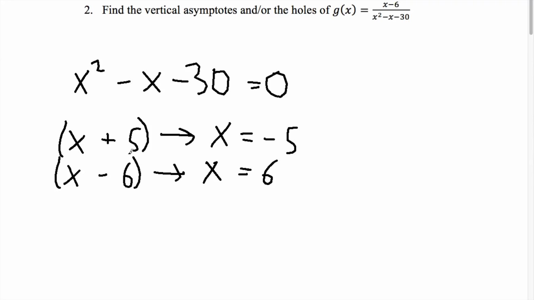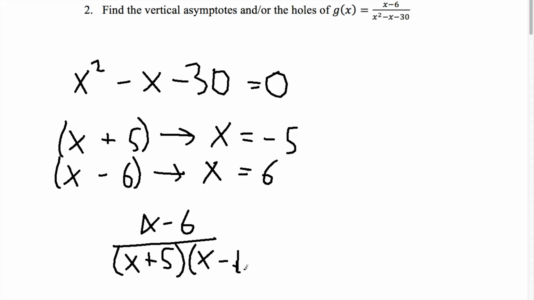So to check for holes, we put the factored version of the original denominator back into the problem. So then we have x minus 6 over x plus 5 times x minus 6. And as you can see, the top and the bottom are going to cancel. And because that is the case, x minus 6 is a hole and not an asymptote.